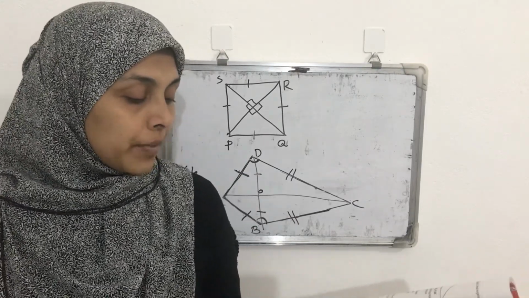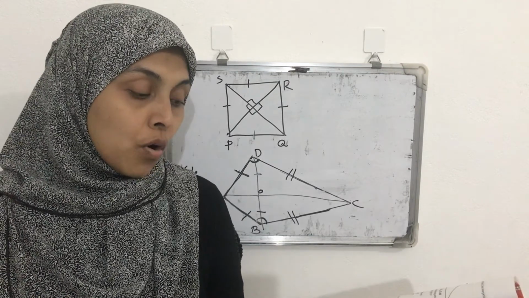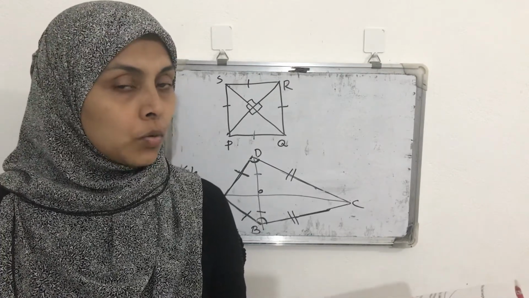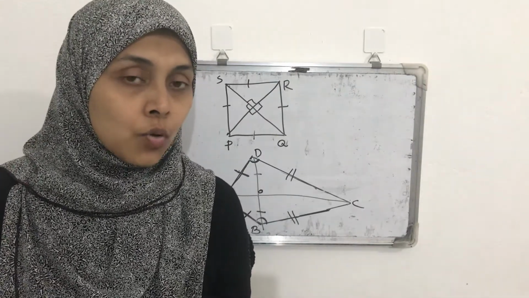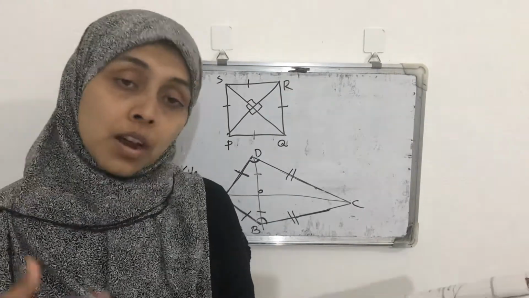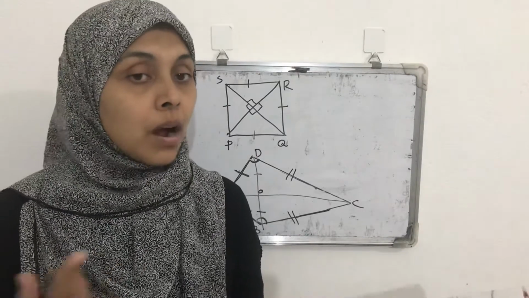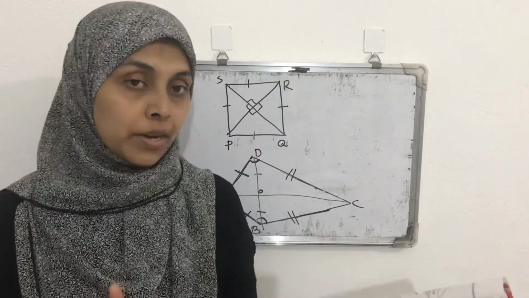Then question D: all squares are not parallelograms. Is it true or false? That is false, because all squares are parallelograms, but all parallelograms are not squares.